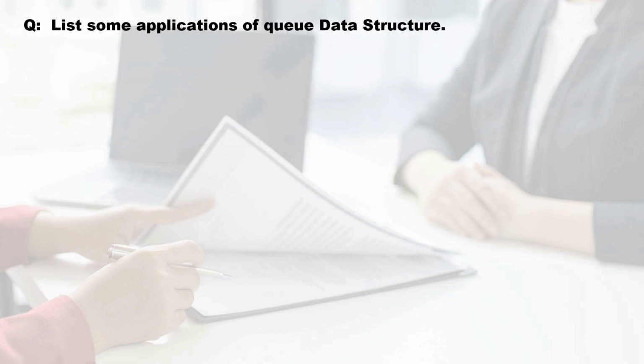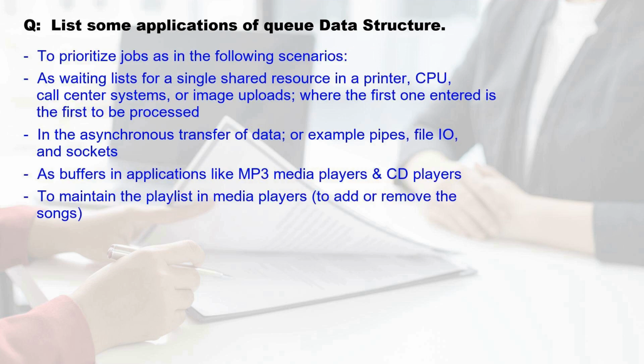List some applications of queue data structure. To prioritize jobs as in the following scenarios: as waiting lists for a single shared resource like a printer, CPU, call center systems, or image uploads, where the first one entered is the first to be processed. In the asynchronous transfer of data, for example pipes, file I/O, and sockets. As buffers in applications like MP3 media players and CD players. To maintain the playlist in media players, to add or remove the songs.